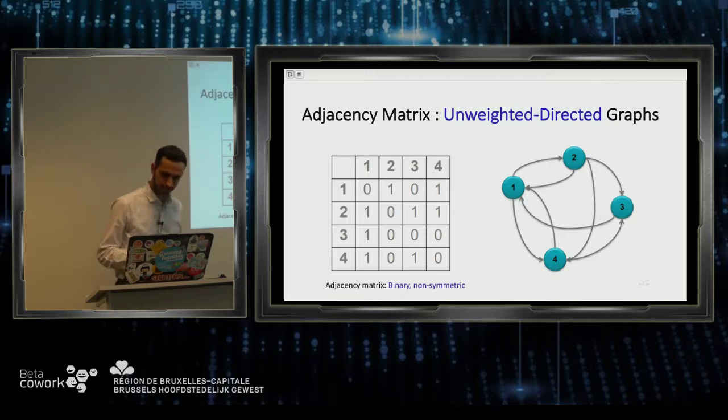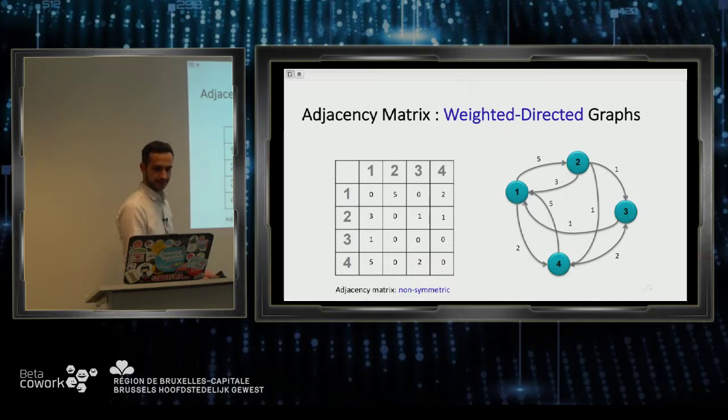Okay? Then there is a weighted and directed graph. A weighted and directed graph is basically a matrix which will no longer be symmetric because it's directed, but there will also be weights, and this means that the matrix will no longer be binary, but we will have the weight of the connection here, all right? For instance, you can see that from 1 to 2, there is a weight 5. And from 2 to 1, there is a connection of 3. OK?